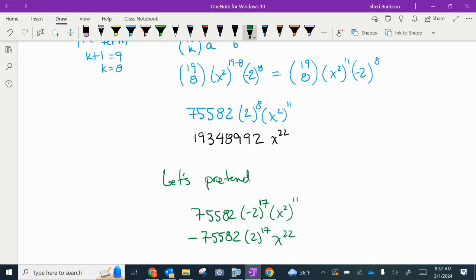You can just drop it, because I know raising a negative to an even power is going to get me a positive number. Raising a negative number to an odd power is going to get me a negative number. Great question. Any others?